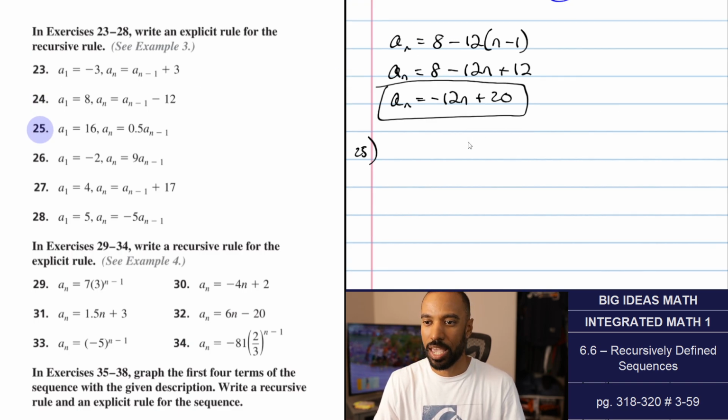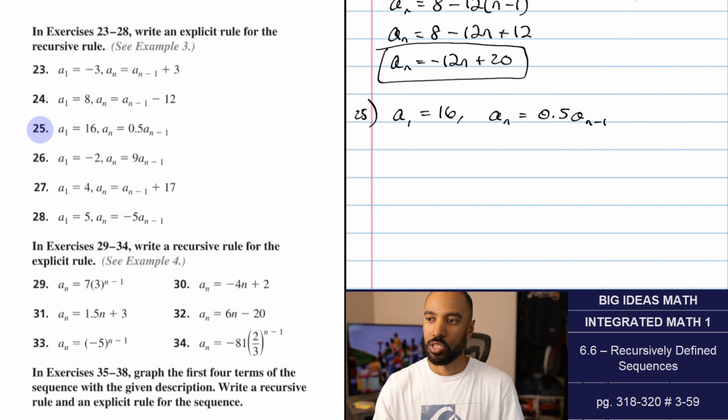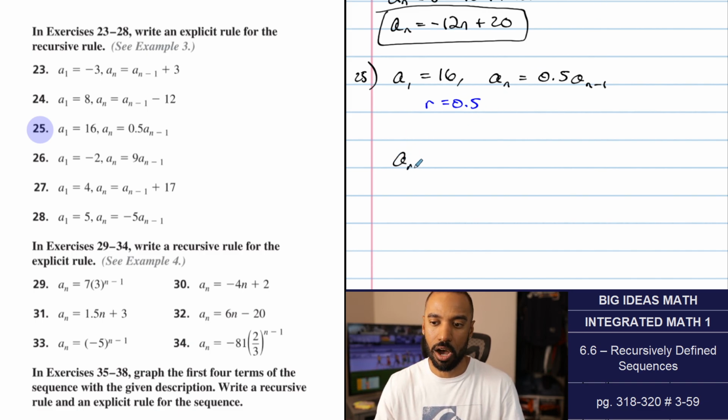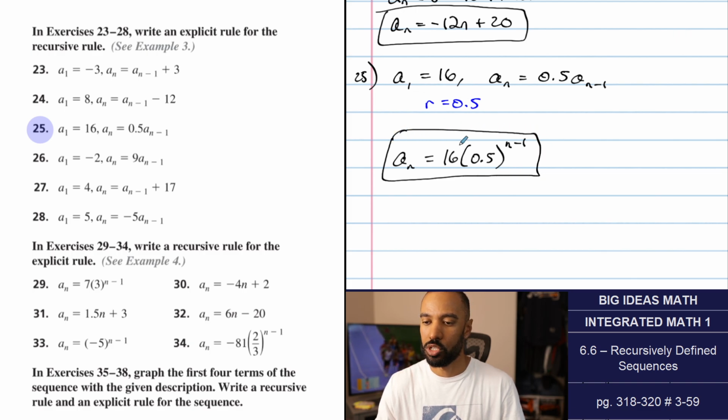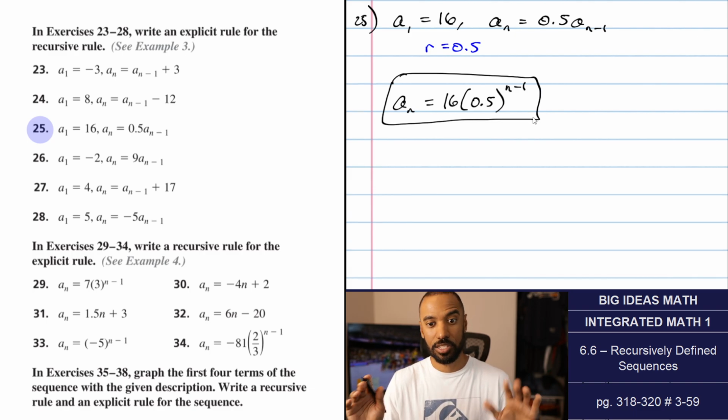Number 25 is a geometric sequence because of the multiplication, the common ratio. So a sub 1 is 16, and a sub n, you take 0.5 times the previous term, a sub n minus 1. So that means we have a common ratio of 0.5, and your geometric sequence explicit rule, which we were writing all in the last section, you take your first term, 16, multiply by your common ratio here, n minus 1 times, and we're just going to leave it like that. We don't really do a distribution of that 0.5 or anything like that. We'll leave it as such. At least they've been doing that.